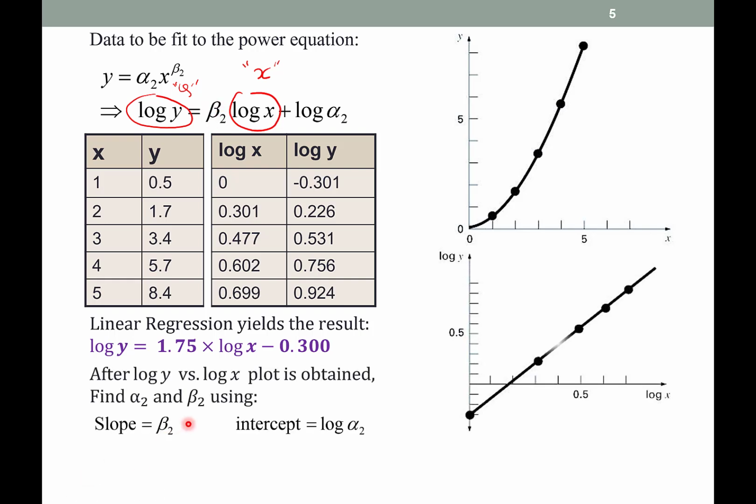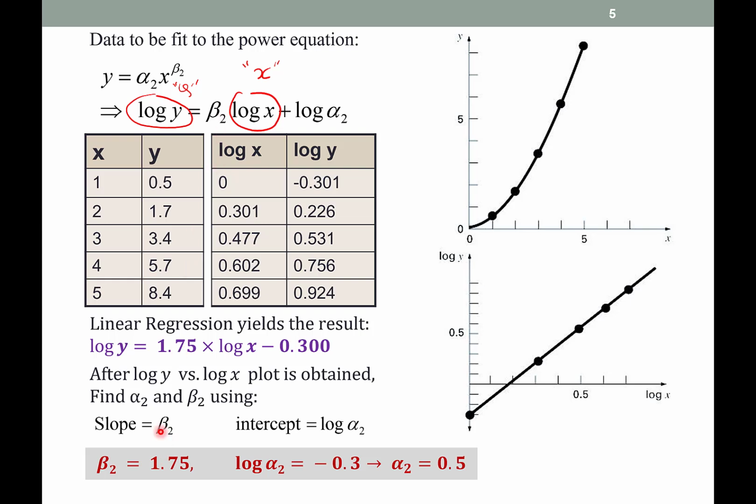If we wanted to solve for beta 2 and alpha 2, beta 2 is directly what beta 2 is in this function, because we don't have any logs here, but alpha 2 is given as log alpha 2. So to solve for the value of alpha 2, we take 10 to the power of log alpha 2 to get alpha 2, and then 10 to the power of negative 0.3 gives us that alpha 2 is in fact 0.5.